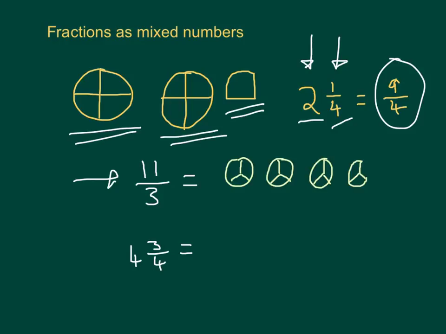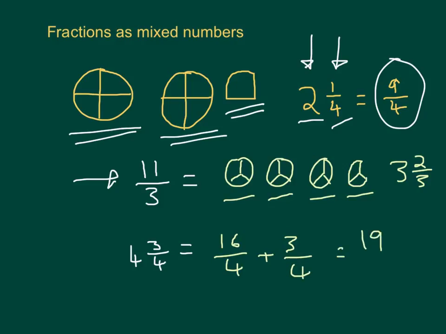So for the first question, I need to understand that 3/3 is 1. So there's 3/3, there's 6/3, there's 9/3, and there's 11/3. So then I've got 3 wholes and 2/3. And 4 3/4, well, I know that 1 is 4 quarters, so 4 must be 16 quarters. And then if I add the 3 quarters, that'll leave me with 19 quarters.